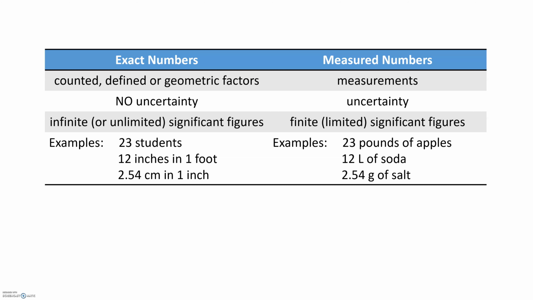So again, I'm going to point out to you that even though these numbers are exactly the same on both sides, they're representing different things. The numbers on the left represent definitions with no uncertainty, and the numbers on the right represent measurements, which have a limit as to how well we can know them.